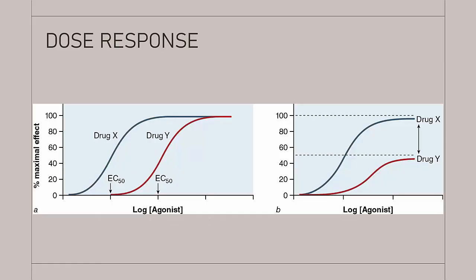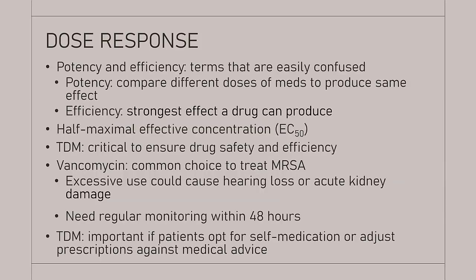This is figure 5.5. These tables indicate relative potency and efficacy of two hypothetical drugs. The dose response. Potency and efficacy are often confused. Potency is the term used to compare the different dosages of two medications in producing the same effect. On the other hand, efficacy is the strongest effect a drug can produce.